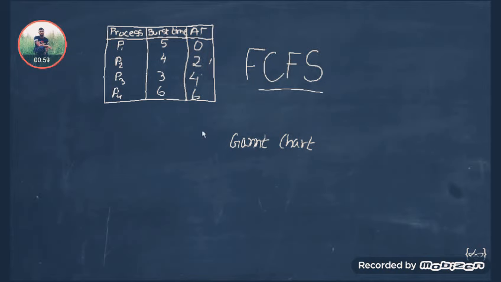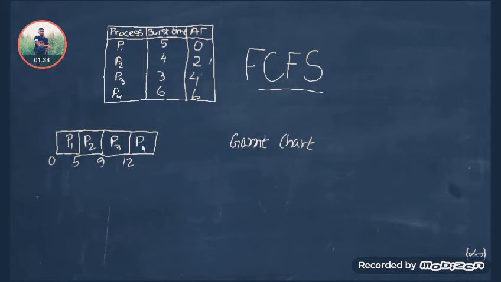So let's draw the Gantt chart for this. Okay, so for P1, the burst time is from 0 to 5, so 5 seconds are executed. For P2, it's 4, so 5 plus 4, 9. For P3, it's 9 plus 3, 12. And for P4, it's 12 plus 6, 18.